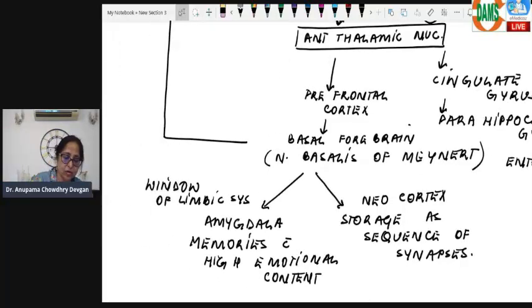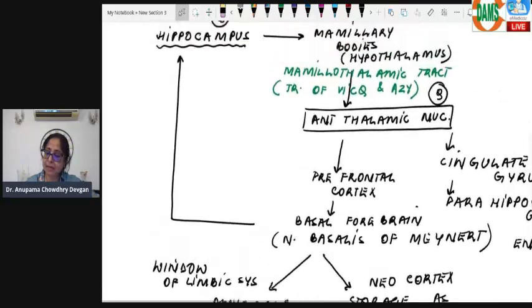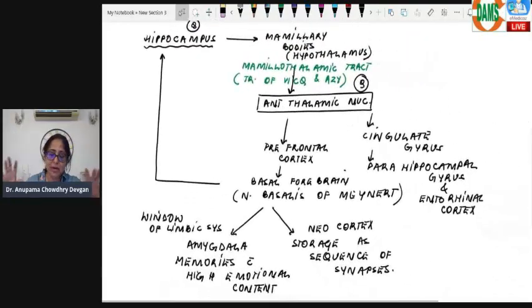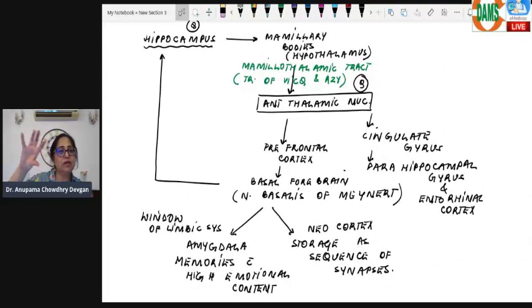So let's see this once again. What is this Papez circuit? The main circuit which is involved in conversion of short-term to long-term memory, from hippocampus to the mammillary bodies to the anterior thalamic nucleus, prefrontal cortex, basal forebrain, back to the hippocampus. When this circuit is repeatedly excited, the memory will be stored in the neocortex as a sequence of synapses.